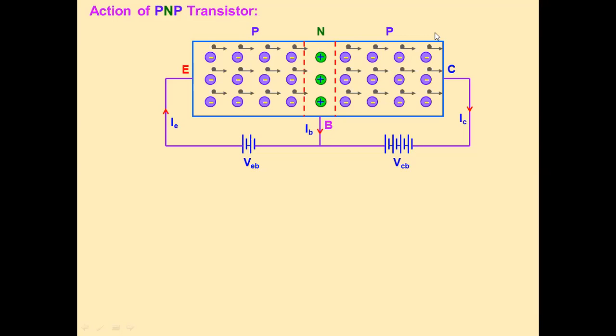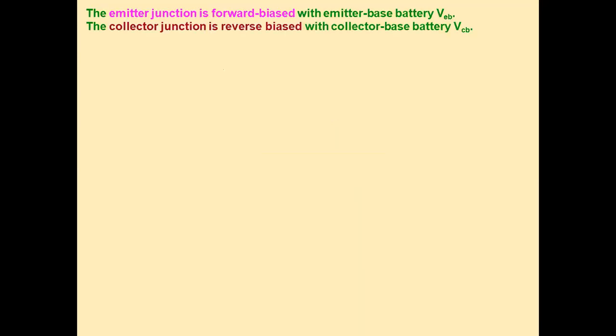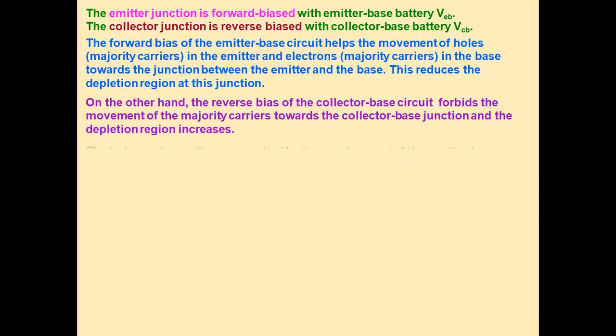And the direction of current is also from emitter to base and base to collector. It is in the same direction as the motion of holes. So this is the emitter current, base current, and the collector current. So some biasing voltages, VEB and VCB, are applied across these junctions.